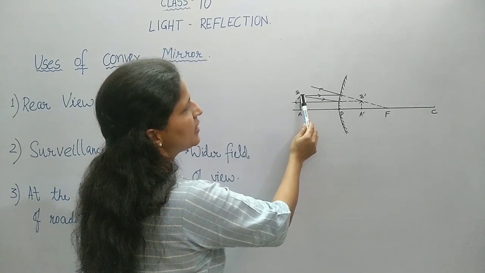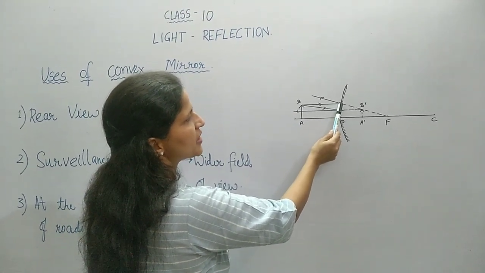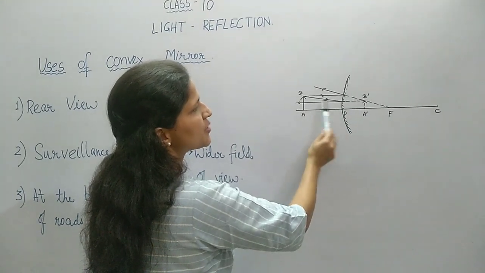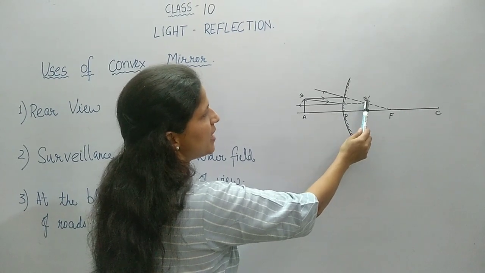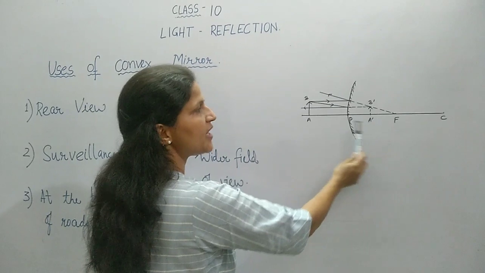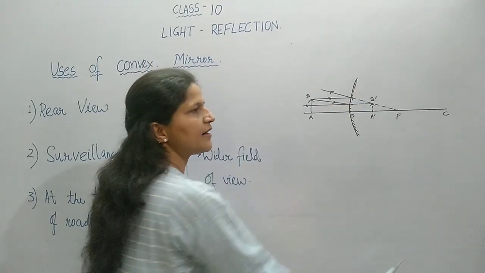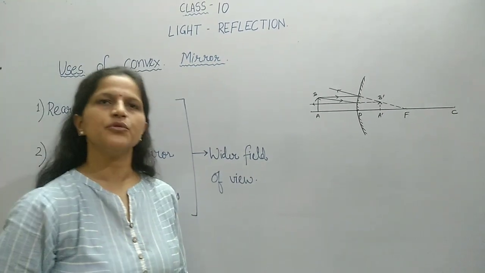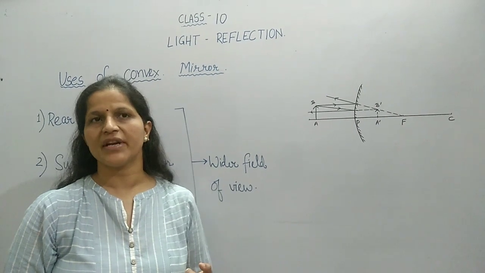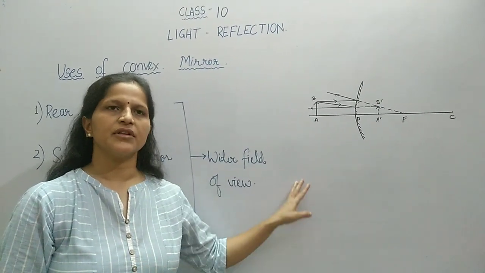Another ray I have taken is a ray which is parallel to the principal axis. After reflection, it appears to pass or diverge through the focus. When these two apparent rays meet at some point behind the mirror, we find a virtual image of object AB as A dash B dash, and this diagram would serve the purpose of showing the use of a convex mirror as a surveillance mirror or as a rear view mirror or as a road safety mirror. In all the cases, you can draw the same ray diagram.